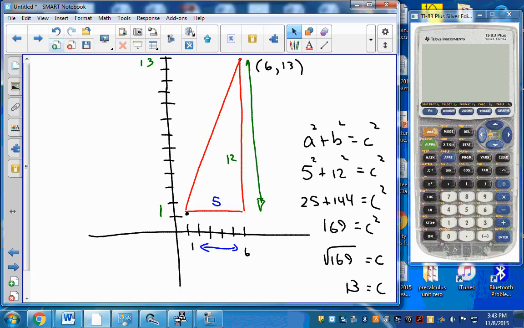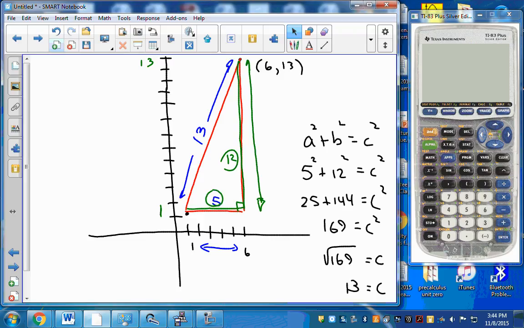And again, just a reality check here. The straight line distance has got to be shorter than if you did the detour. So if you did 5 and then turned north and did 12, that's a total of 17. And sure enough, the straight line distance is smaller than 17.